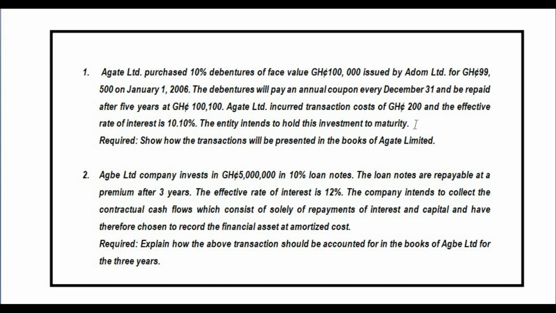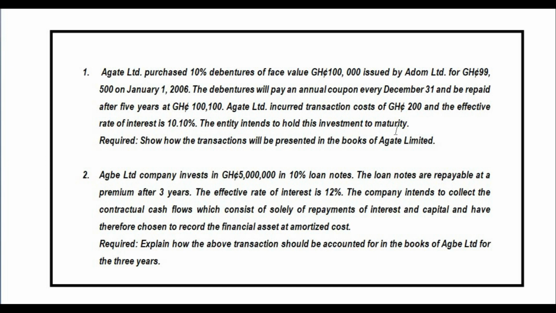So let's remember the cash flow characteristics test and the business model test. So the business model test here, Agate Limited intends to hold to maturity, which means we are going to amortize. We are not going to fair value through other comprehensive income. Is that okay? So the entity intends to hold to maturity. So the entity doesn't have any intention to sell if the opportunity comes. Alright. Okay.